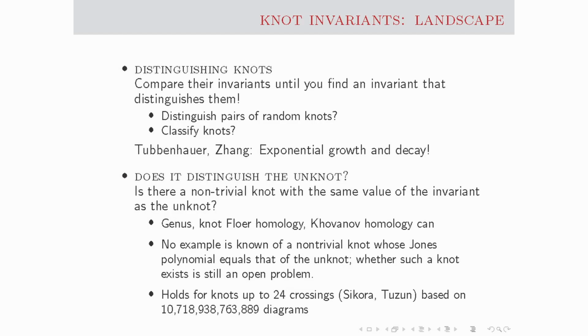So that's one type of question. Can your invariant distinguish a random pair of knots? And then the other one, can I distinguish all knots, or all knots up to 17 crossings, or 18, and so on and so on.